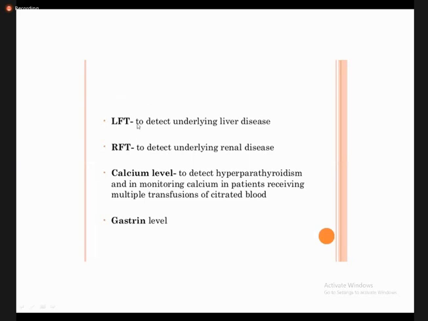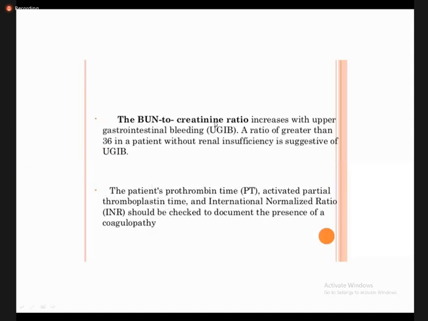Then other tests which can be helpful, not directly with the GI bleed, but to confirm the underlying disease, are the liver function test, renal function test to assess damage to the kidneys or previous renal disease, gastrin level to look for a secondary gastrinoma or primary gastrinoma, a secreting tumor of the stomach, and the calcium levels. The BUN to creatinine ratio is also important in case of upper GI bleed.